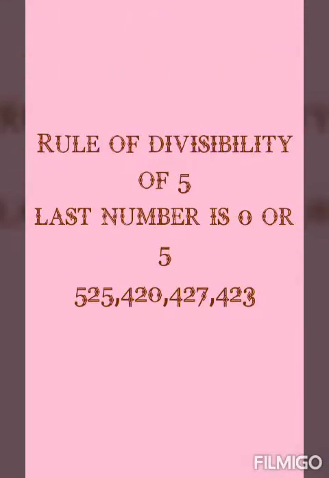Next, the rule of divisibility of 5. If the last digit, or the digit at the place value of ones, is either 0 or 5, then the whole number will be divisible by 5. Here in the examples, the first two numbers end with 5 and 0, so these are divisible by 5. But the next two numbers end with 7 and 3. So these two numbers are not divisible by 5.